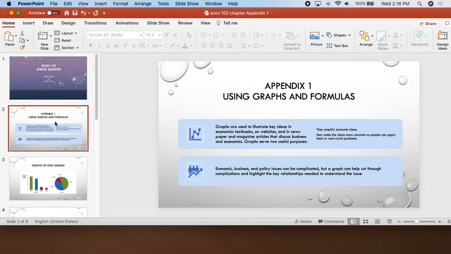Okay, so let's talk Appendix 1, using graphs and formulas. First thing that we need to answer is why are we even talking about this? There are a couple of reasons. One, let's remember that graphs help us to illustrate key ideas in economic textbooks and on websites. They're everywhere, whether it's a magazine, a newspaper, a website, everybody's using graphs because they simplify our economic ideas and they also make those ideas concrete so we can apply them to real problems in real life.